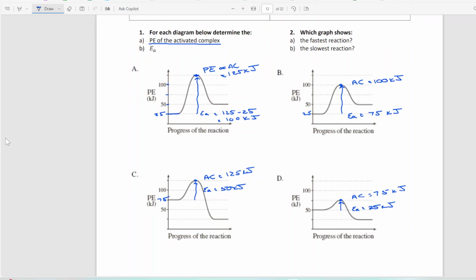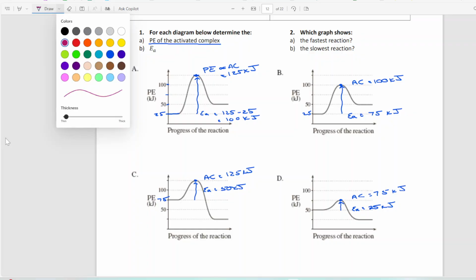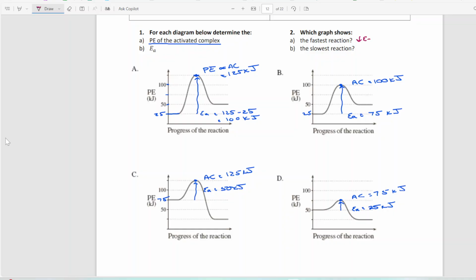Part 2 says which graph shows the fastest reaction and which graph shows the slowest reaction. So the fastest reaction is going to be the one with the lowest activation energy, whereas the slowest reaction is going to be the one with the highest activation energy. So the fastest reaction is going to be which one? Well, this one has an activation energy of 100, 75, 50, and 25. So graph D is going to be my fastest reaction, whereas my slowest reaction is going to be the one with the highest activation energy, which is graph A.